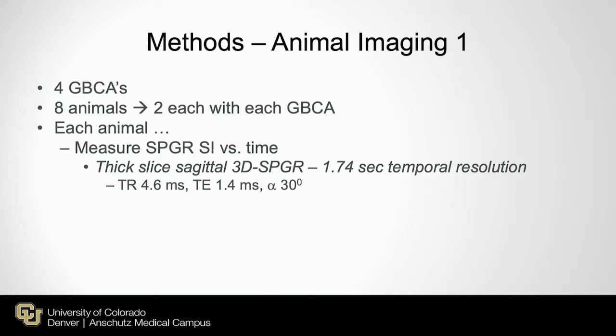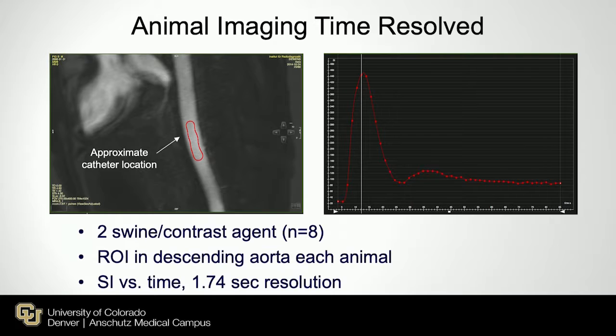Now, for these animals, what we did is we took 4 different contrast agents, 8 animals, and we injected 2 of them with each gadolinium agent in different sessions. And in each animal, we did a time-resolved SPGR MRA-type sequence with the parameters as shown, and that ended up looking like this, 1.74 second resolution, so we can get time versus signal intensity curves like this.